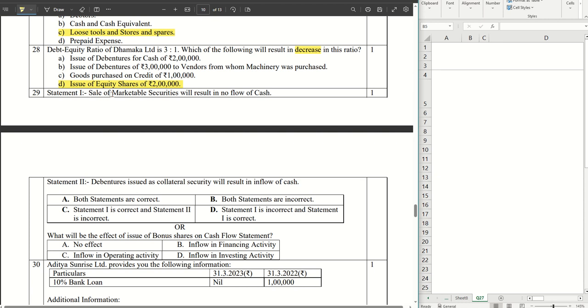Statement 1, marketable securities is considered as part of cash and cash equivalents, right? So if you are selling this, cash is coming in. So actually, in terms of cash, there is no inflow, no flow, right? Because marketable securities is already part of cash and cash equivalents. No flow of cash results because of the sale of marketable securities. It is like one component of cash is going out and cash is coming in at the same time, right? So statement 1 is correct, statement 2 is incorrect, which is answer number C.